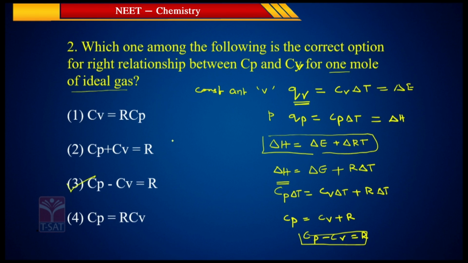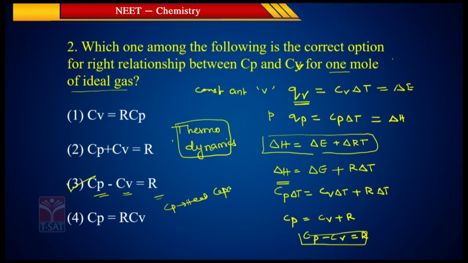This particular topic is from the thermodynamics chapter, very important, heat capacity in thermodynamics. This is also a 2023 question. So the correct relation is Cp minus Cv is equal to R. Cp is the heat capacity at constant pressure, and Cv is the heat capacity at constant volume. Okay.